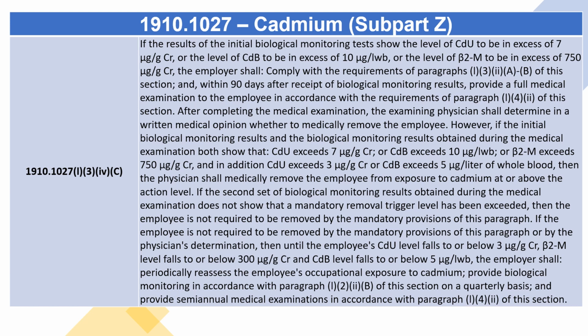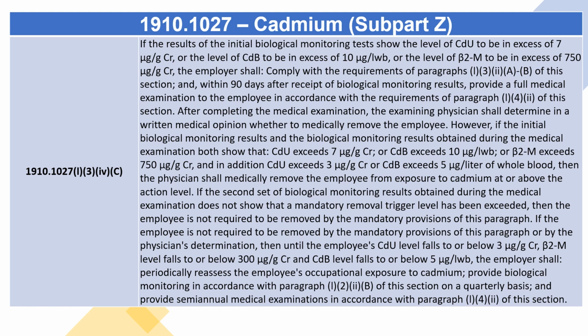After completing the medical examination, the examining physician shall determine in a written medical opinion whether to medically remove the employee. However, if the initial biological monitoring results and the biological monitoring results obtained during the medical examination both show that CDU exceeds 7 µg/gCr, or CDB exceeds 10 µg/LWB, or beta-2M exceeds 750 µg/gCr, and in addition CDU exceeds 3 µg/gCr or CDB exceeds 5 µg/liter of whole blood, then the physician shall medically remove the employee from exposure to cadmium at or above the action level.